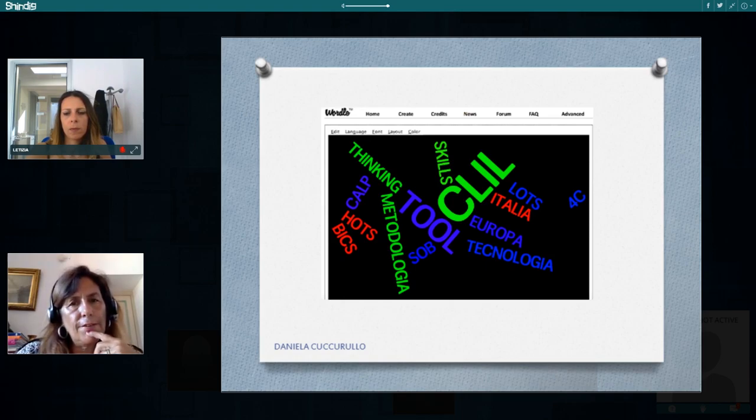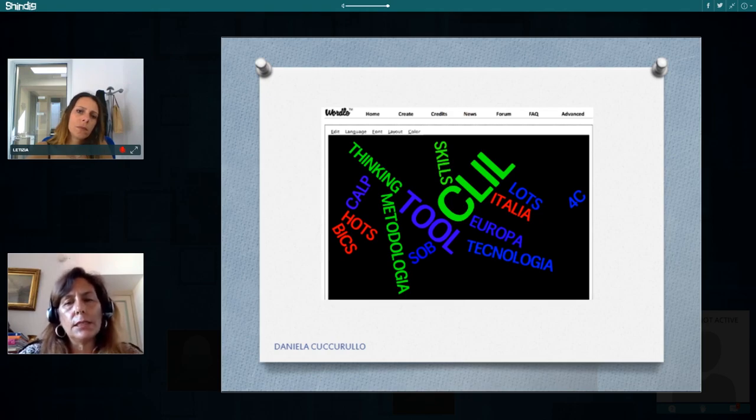That is a very useful way to represent different concepts with meaningful words. As you see, we just worked on this. That is a mixture of words linked to CLIL, that is HOTS, higher order thinking skills, or cognitive academic language proficiency, or basic interpersonal communication skills, or technology and the four skills that Letizia mentioned before.